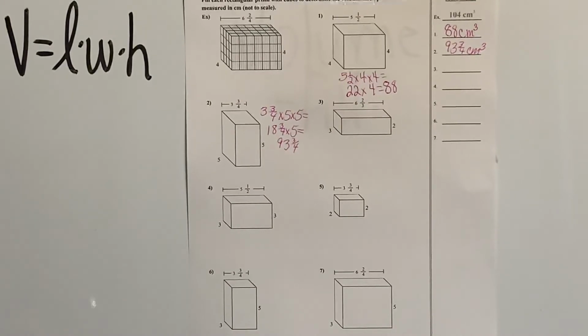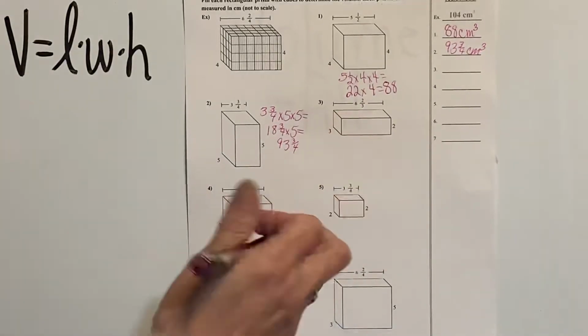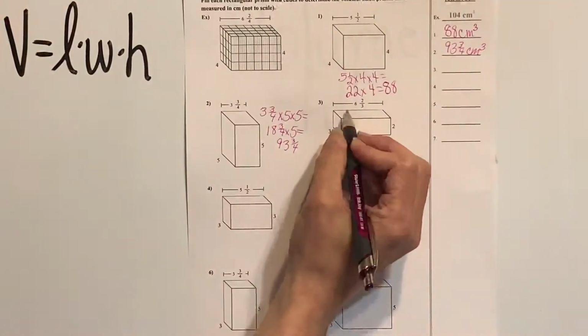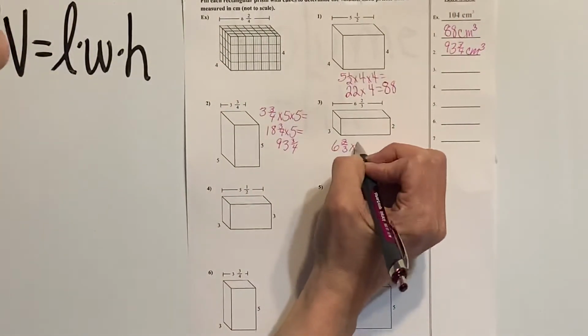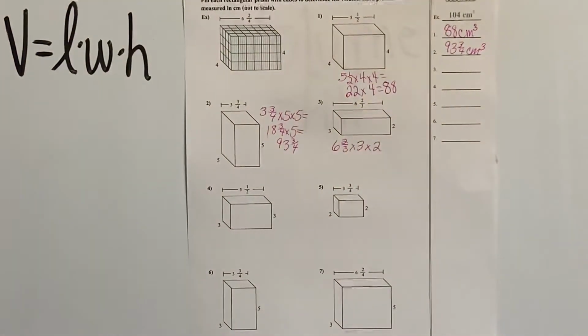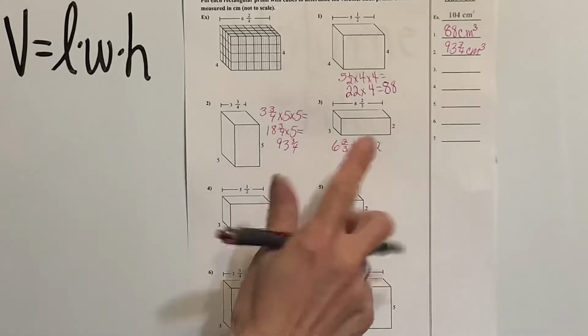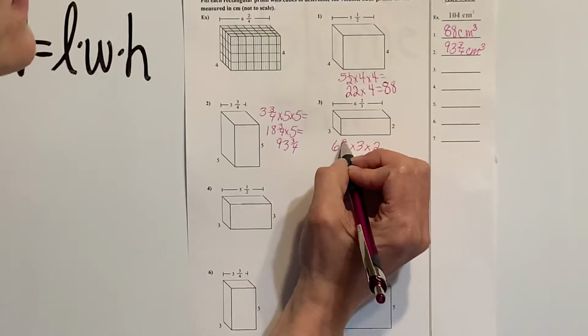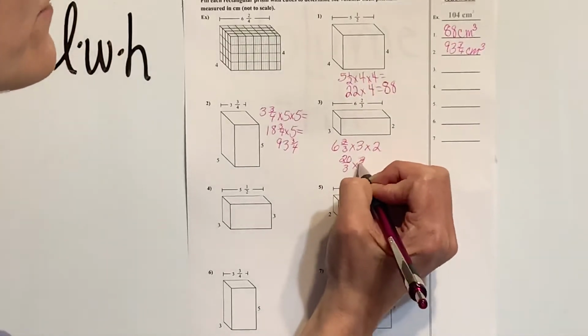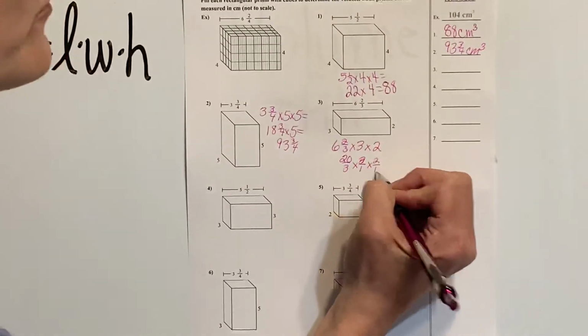All right, number 3. So with number 3, we've got 6 2/3. That's our length. Our width is 3, and our height is 2. So we need to go ahead and convert this to an improper fraction. It would be 18, 19, 20. So that would be 20/3 times 3/1 times 2/1.